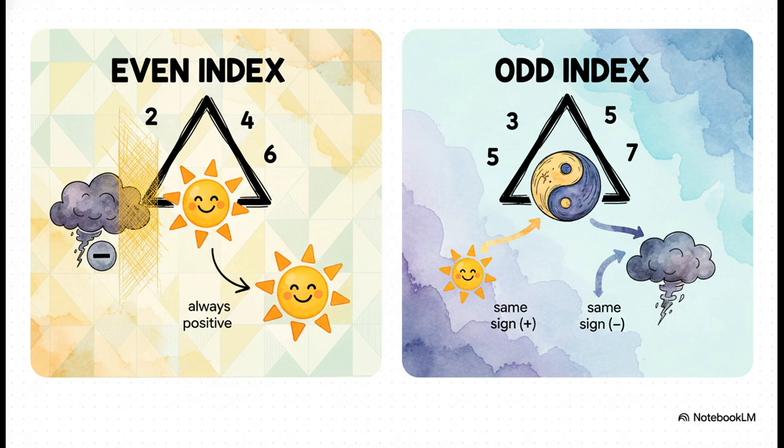If that index is an even number, like 2, 4, or 6, then the number inside, the radicand, cannot be negative. It's just not allowed in the real number system, and your answer will always come out positive. But if the index is odd, like 3, 5, or 7, anything goes. The inside can be positive or negative, and the answer will just have the exact same sign. That's it. That's the secret.